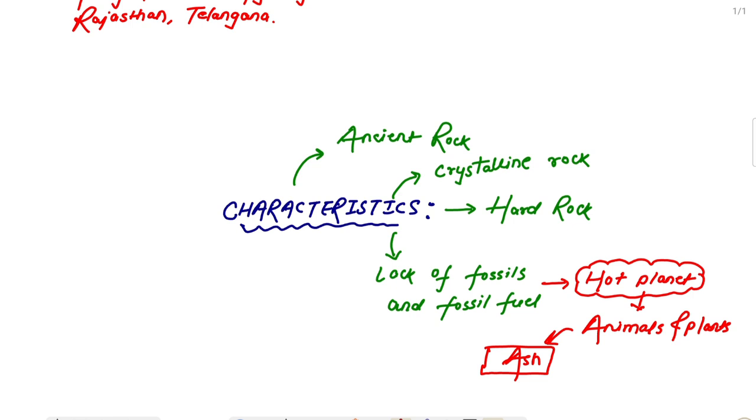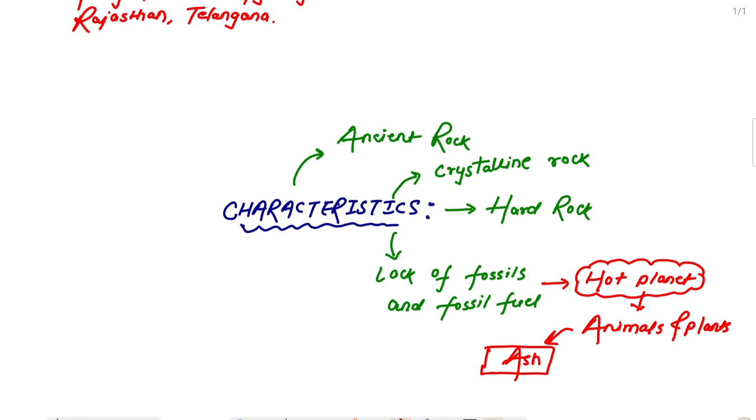And we already discussed in earlier stages that there was a very hot temperature on the earth, approximately 6000 degrees Celsius, right? So what will happen? There are no fossils. So if there are no fossils, there is no fuel, right? So this is the fourth point.